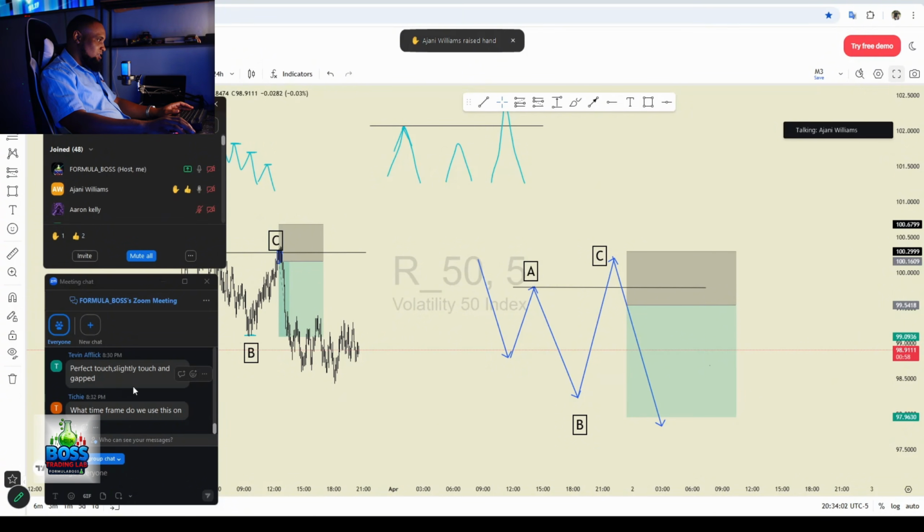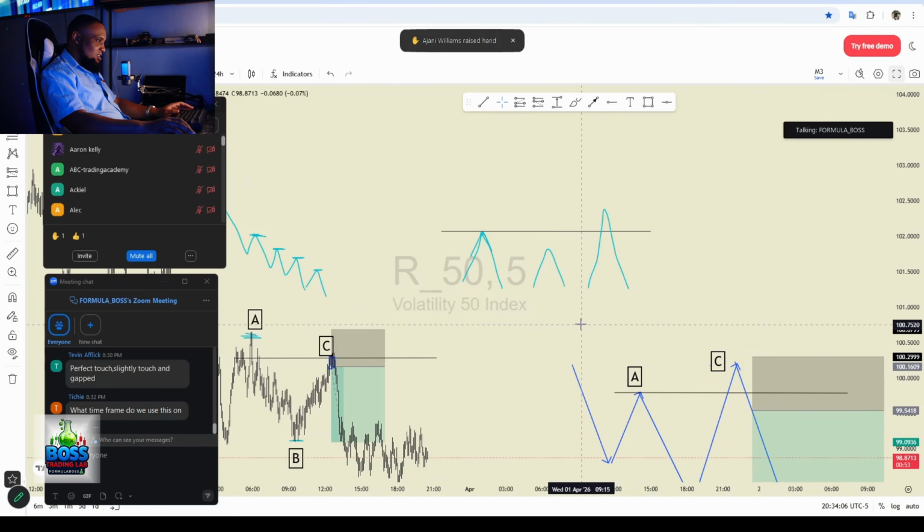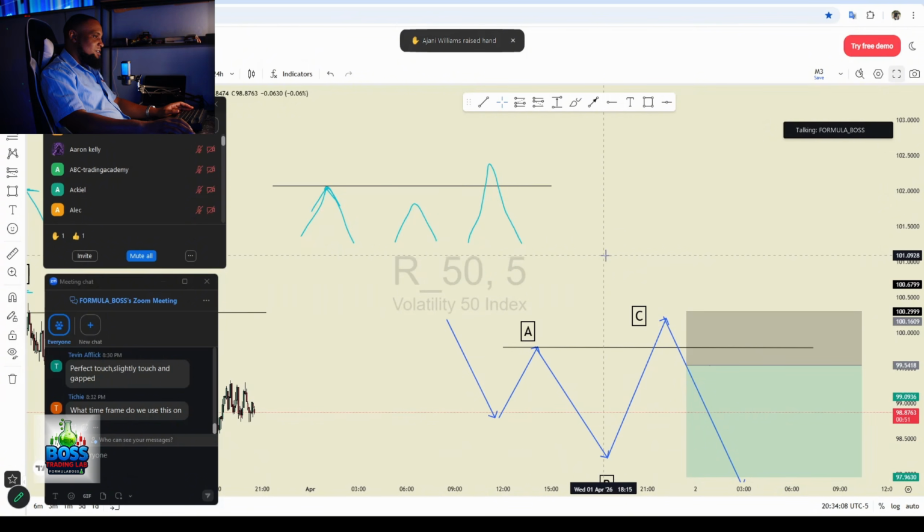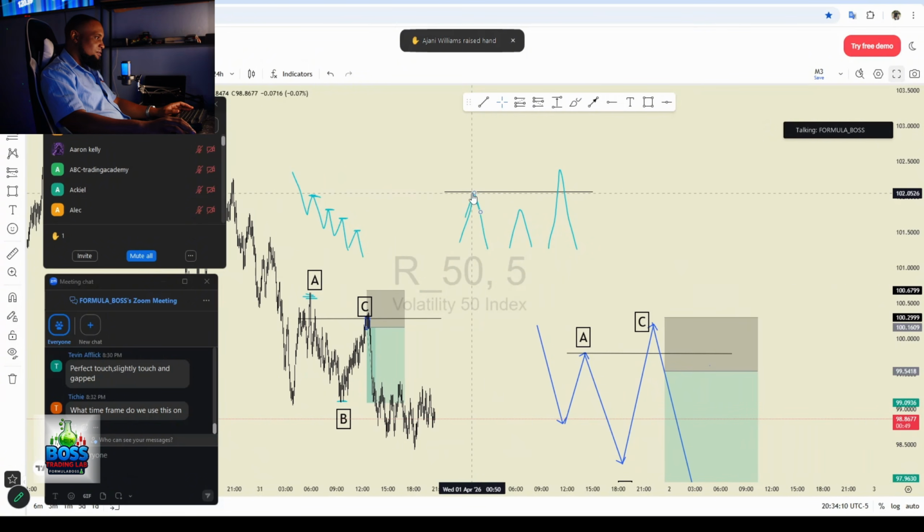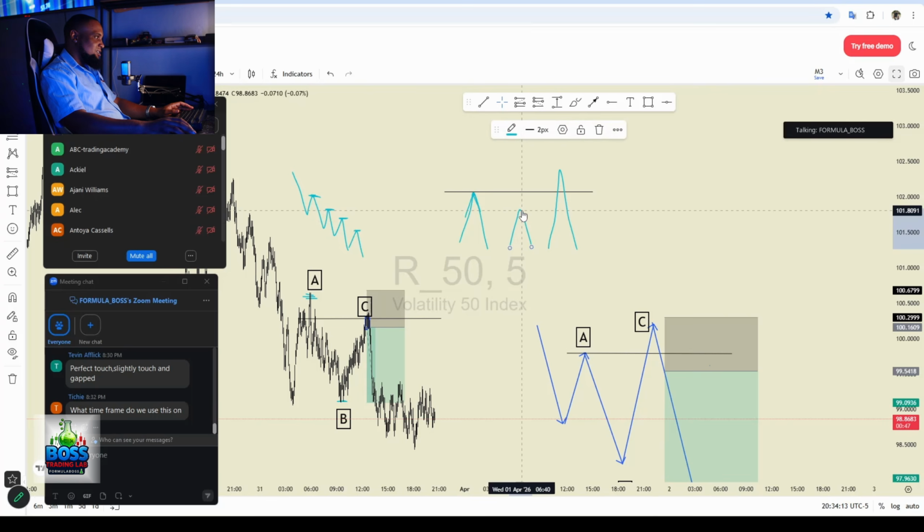Yeah, makes sense. Yeah, man. So, guys, pay attention. Remember, the market reacts with levels in one of three ways: perfect touch, you have a gap, you have an overlap. Always keep these things in mind.